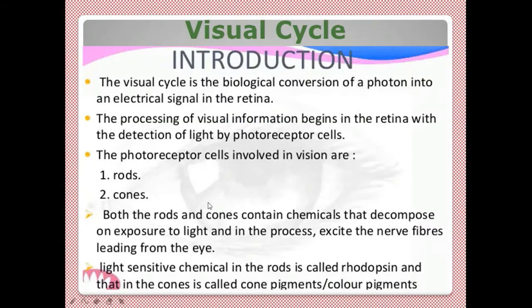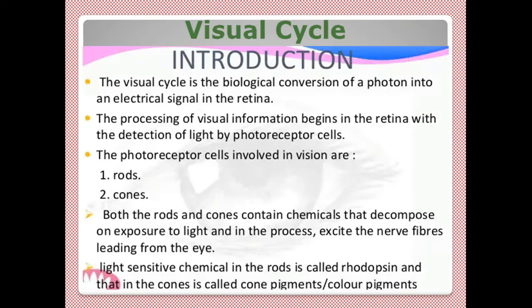Now we are coming to the visual cycle, visual pathway, physiology of vision, or photo bleaching process. All are saying about this visual cycle of vision. So the visual cycle is the biological reaction. It's a biochemical conversion reaction.